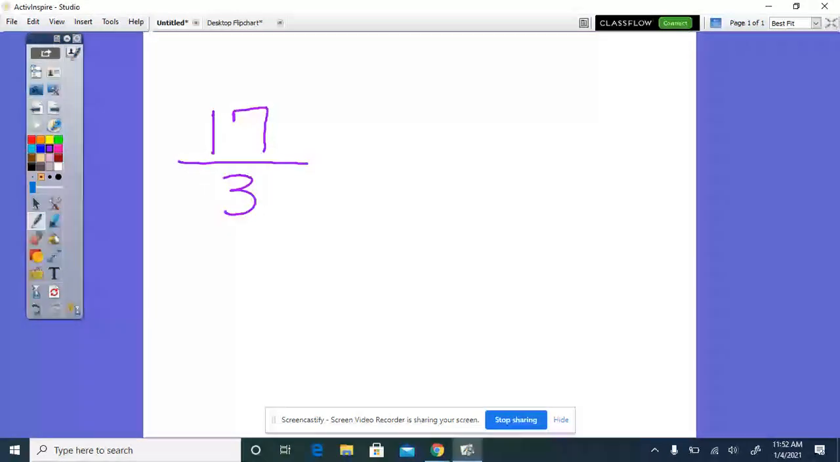So all you do to change this to a mixed number is you ask yourself, how many times does 3 go into 17? So think about 3, 6, 9, 12, 15, 18. Oh, wait, that's too big. So it's 1, 2, 3, 4, 5 times, 5 whole times to 15, right?